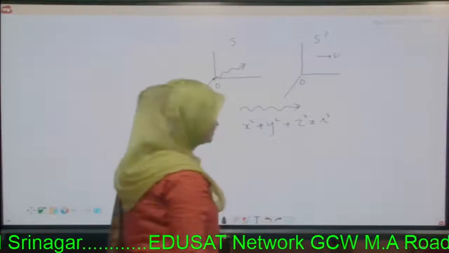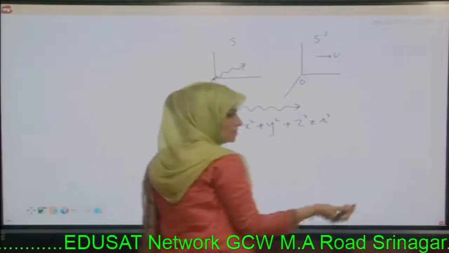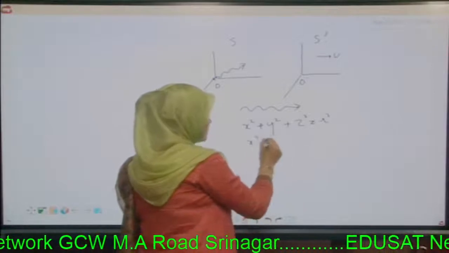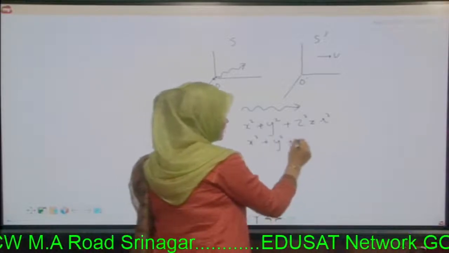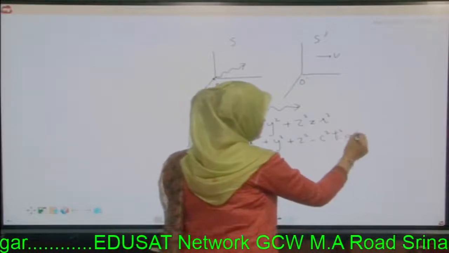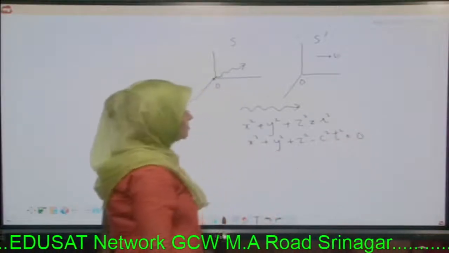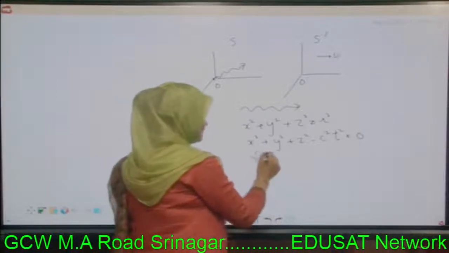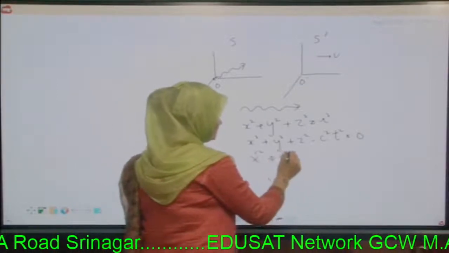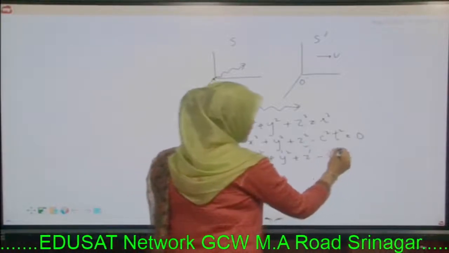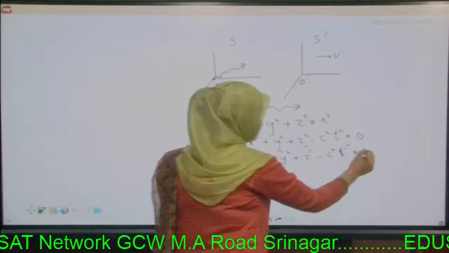Now, using the distance formula, simply the distance that this light should travel is essentially given by this formula. And of course, since light is moving with velocity c in certain time t, we can write x square plus y square plus z square minus c square t square is equal to 0. From the point of view of another observer, this should be x dash square plus y dash square plus z dash square minus c square t dash square is equal to 0.